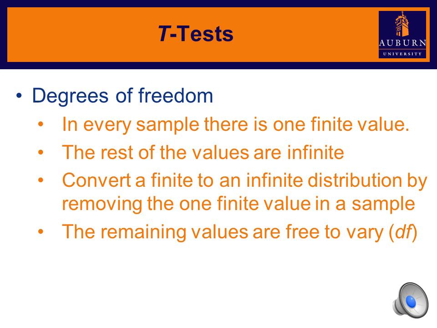Now this is theoretical, of course. We can't really do it in practice, but theoretically, if I subtract 1 from my number of observations in the sample, and that one number is the finite number, then I'm left with just infinite numbers. And so my distribution will now be infinite because all values are possible within my sample. So once we remove that one finite number, the remaining values are free to vary, which is our definition of degrees of freedom.